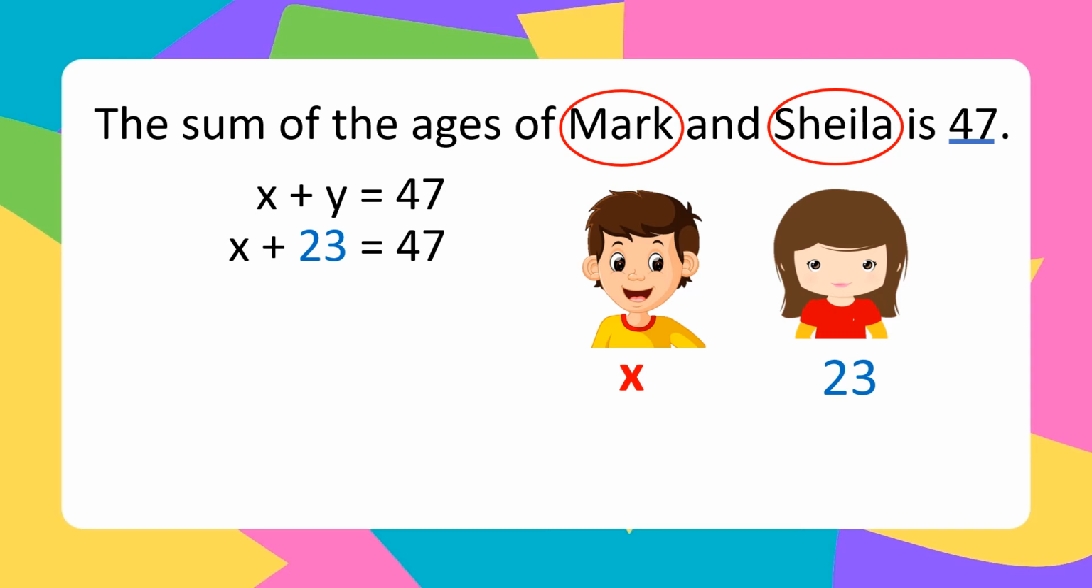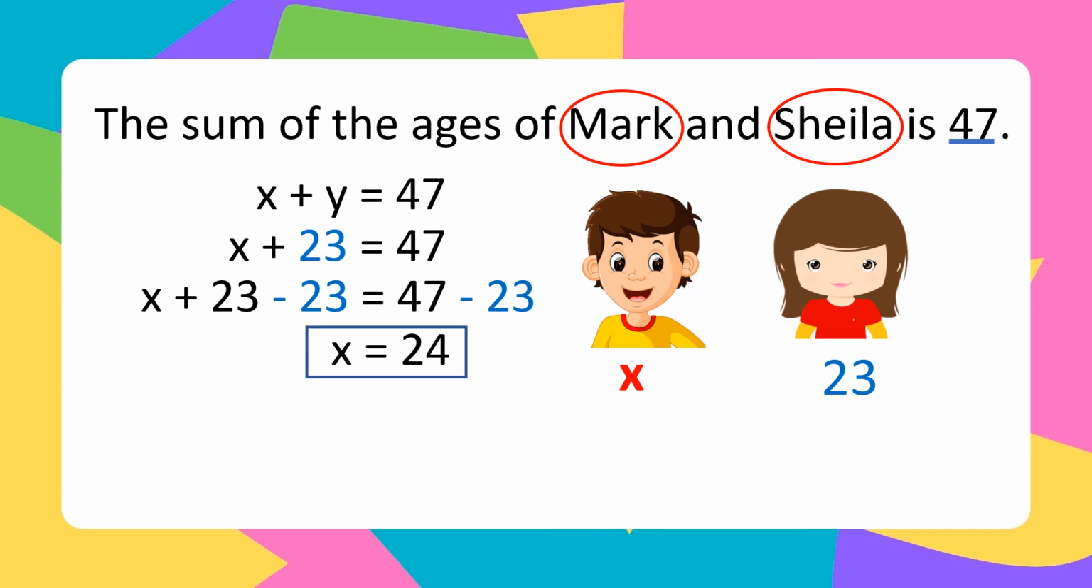To solve for the age of Mark, we're going to substitute the given age of Sheila in the given equation. x plus 23 is equal to 47. And to isolate x on the left side of the equation, we use the addition property of equality. Adding negative 23 on both sides of the equation, we have x plus 23 minus 23 is equal to 47 minus 23. Simplifying this further, it will be x equals 24. So this means that 24 is the age of Mark.